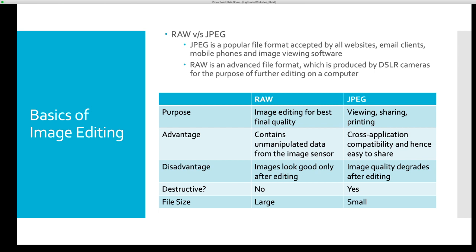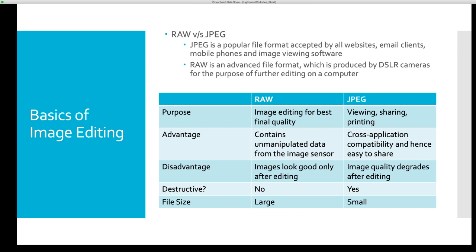When it comes straight out of the camera, RAW files look rather dull because the power of editing a RAW file is in your hands. Whereas, like I said, JPEG files are processed in camera, and they come out looking good. But if you expect to do further processing on a JPEG, then you can expect the image quality to degrade.